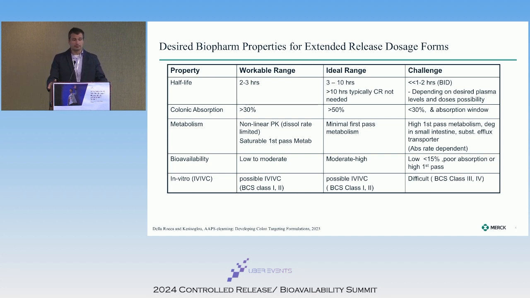From a metabolism point of view, you want to be in a good spot there, minimal first pass, hopefully linear PK. If not, things get a little tricky. If you're seeing a lot of high metabolism degradation, PGP efflux, again, this is going to be a challenging compound to develop in general, and modified release will make it even harder.